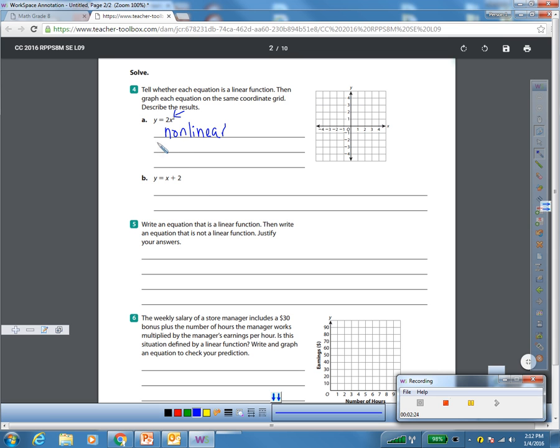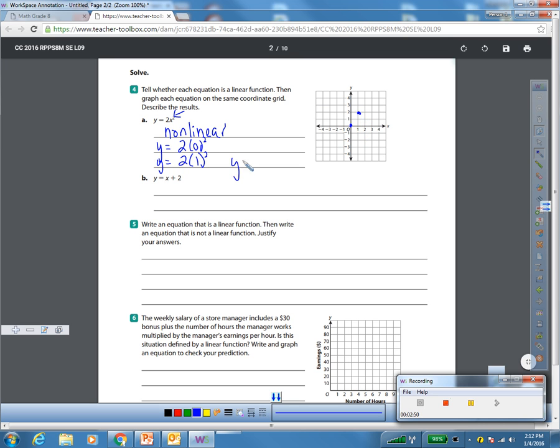So you can try plugging in some x values. So I could plug in 0. So 0 squared is 0 times 2 is 0. Okay. Let's say I plug in 1. Okay, so 1 squared is 1 times 2 is 2. So if I plug in 1, out comes 2.